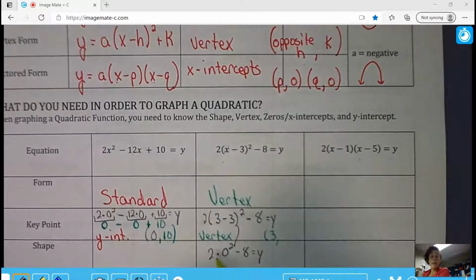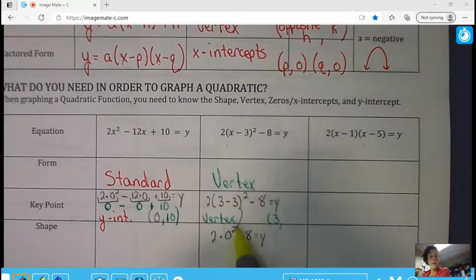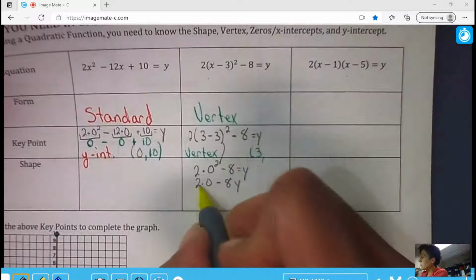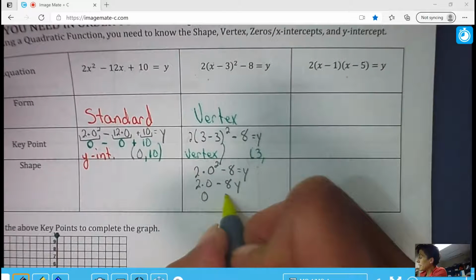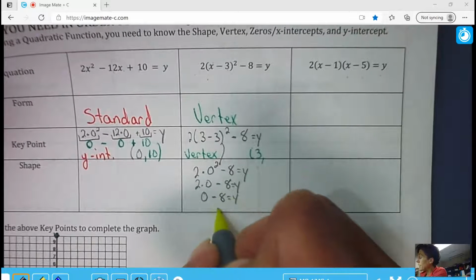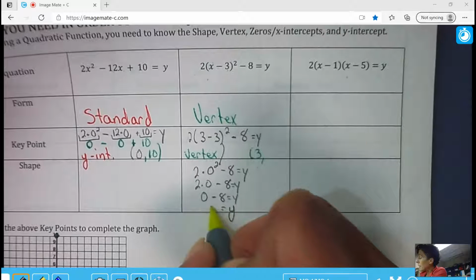And then from there, I do exponents, and 0 squared is 0. So just dropping that down. After exponents, I do my multiplying, so 2 times 0 is 0. Drop the rest down. Oops, forgot that equal sign. And then when I'm done, I get y to be worth -8.